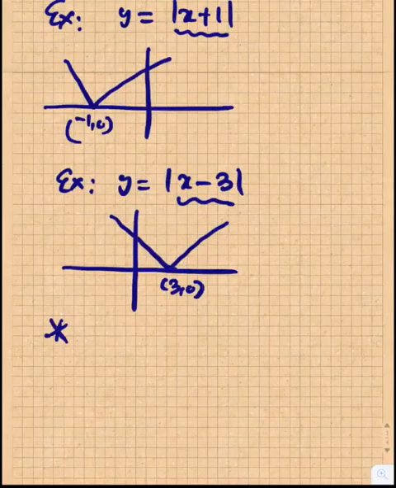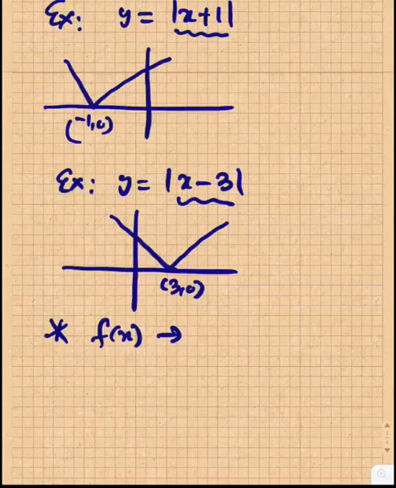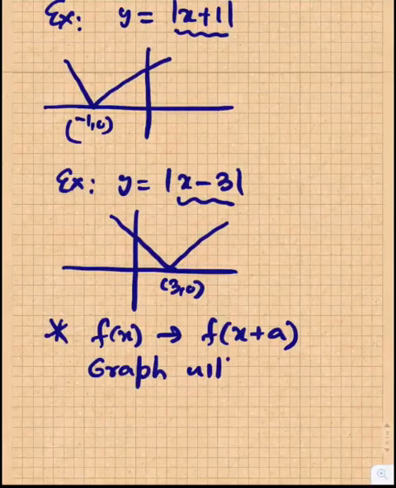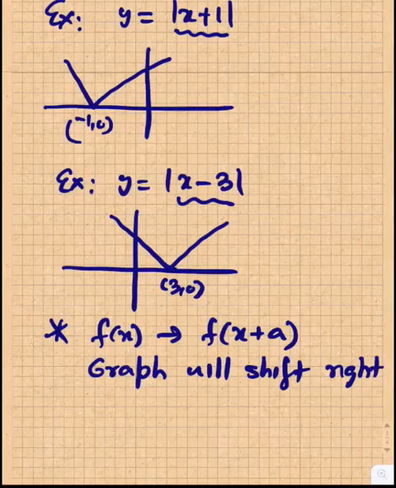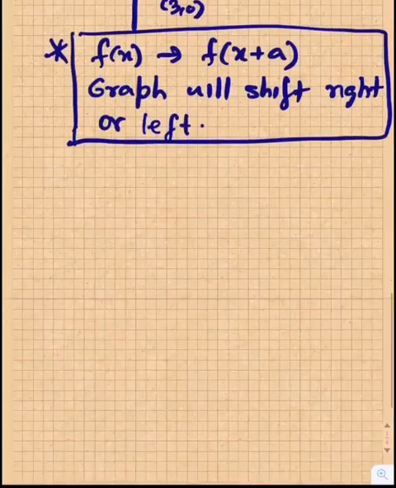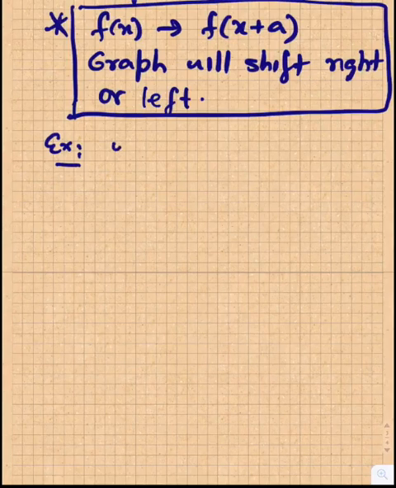So this concludes our first transformation. When f(x) is replaced by f(x + a), the graph will shift either right or left. Okay, please remember this. We'll use it in the subsequent examples. Now let's take a few more examples. Let's apply this concept on other graphs.